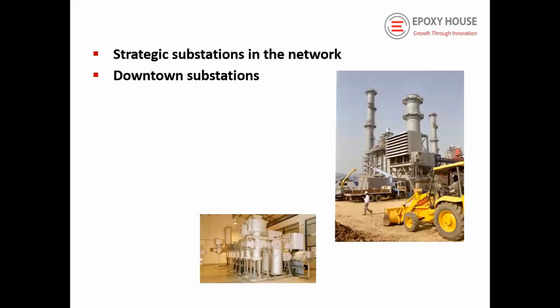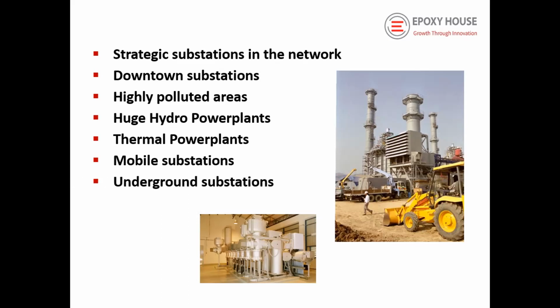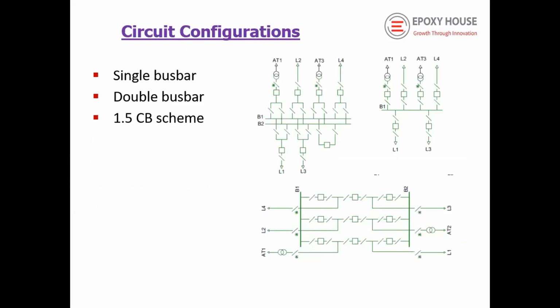Wherever you want to have a strategic substation in the network, you can use these GIS components. Wherever highly polluted areas are there, you can also go with that. Whenever you have mountainous and high areas where you have hydropower plants, you don't have much space, then you can use the GIS application. For thermal power plants also, land acquisition is very difficult in those areas. Mobile substation and underground substation also, we can go with the GIS. These are some of the applications.